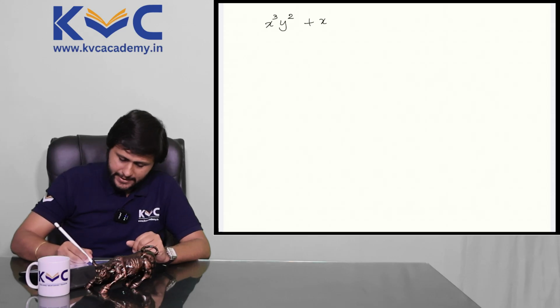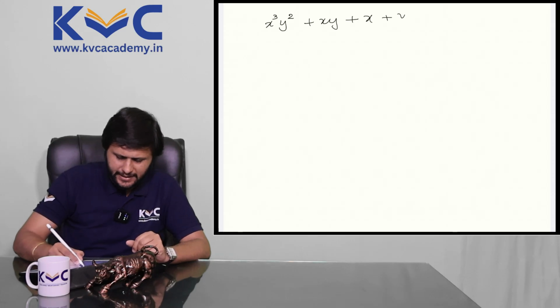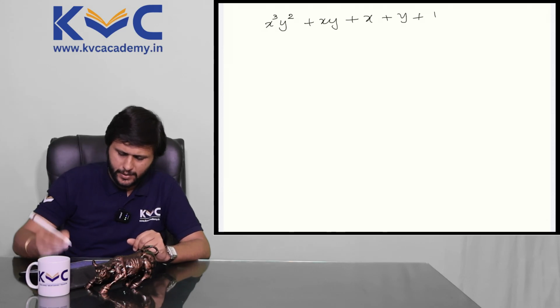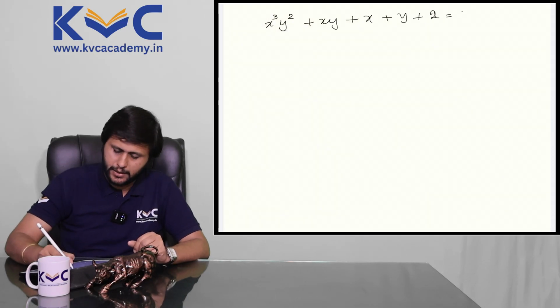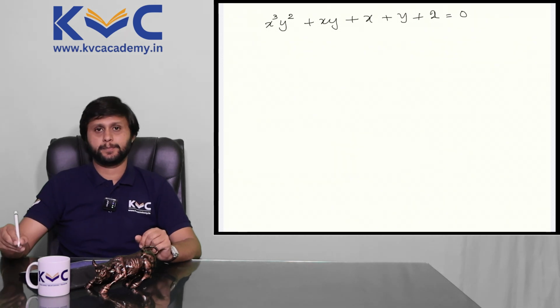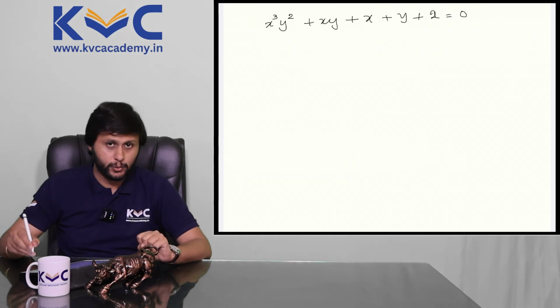Xy. We have plus xy. Then we had plus x plus y plus, I think, 2. Plus 2 we had, right? Equal to 0. This was the question. Now what is your shortcut rule?